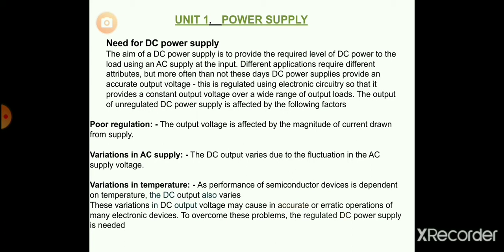Variations in temperature. Semiconductor devices depend upon what? Negative temperature coefficient. If temperature increases, their resistance decreases. These variations in temperature will be there. But for the power supply, we are using a diode. You already know what a diode is.